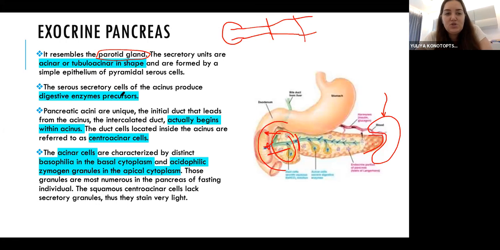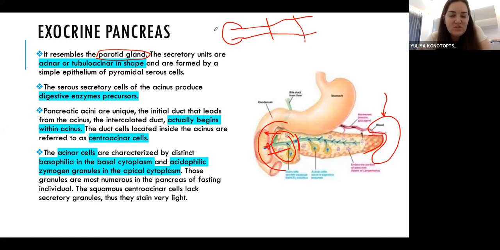So what is the job of the exocrine pancreas? Well, we have already covered it. We have said it makes digestive enzymes. Does it make the active digestive enzymes? No, it makes the precursors. Okay, so it makes the zymogens, the inactive versions of them, right?